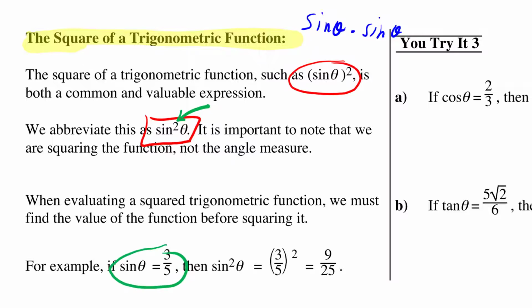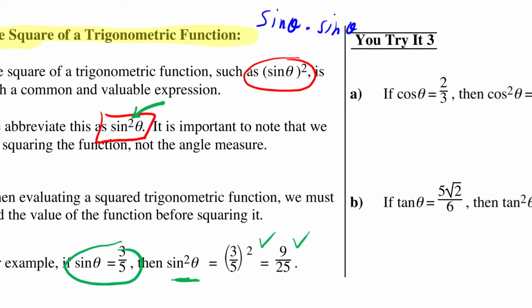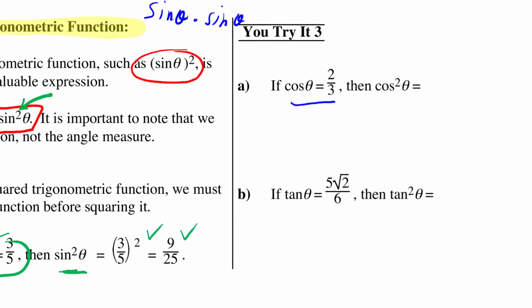So let's consider, for example, where sine of theta is 3/5. Then sine squared theta is simply 3/5 quantity squared. And when we multiply that out, that's 9/25. Let's take a look at these two examples. First of all, cosine of theta is 2/3, so cosine squared theta is 2/3 quantity squared. And that's 4/9.